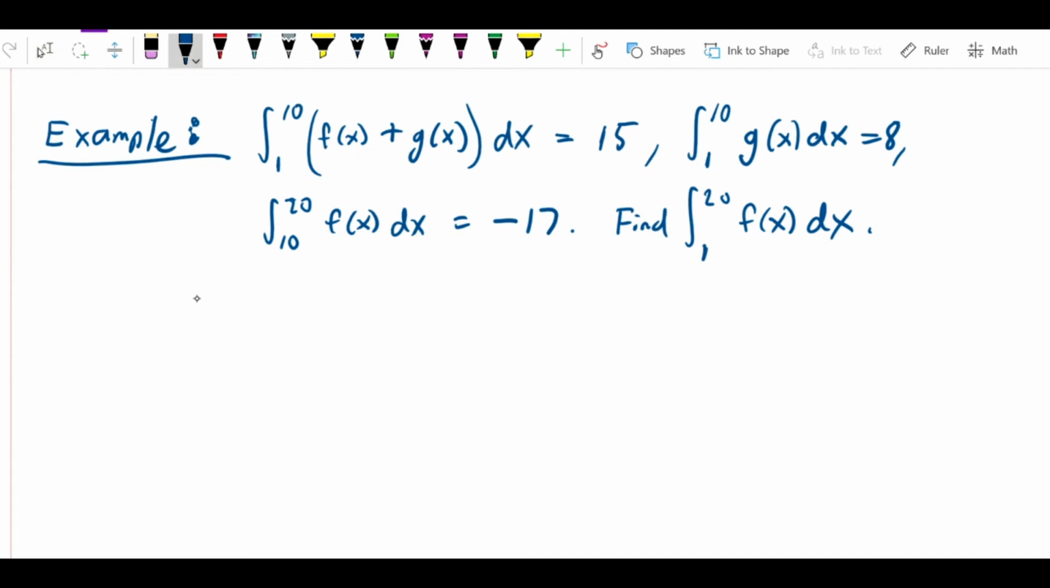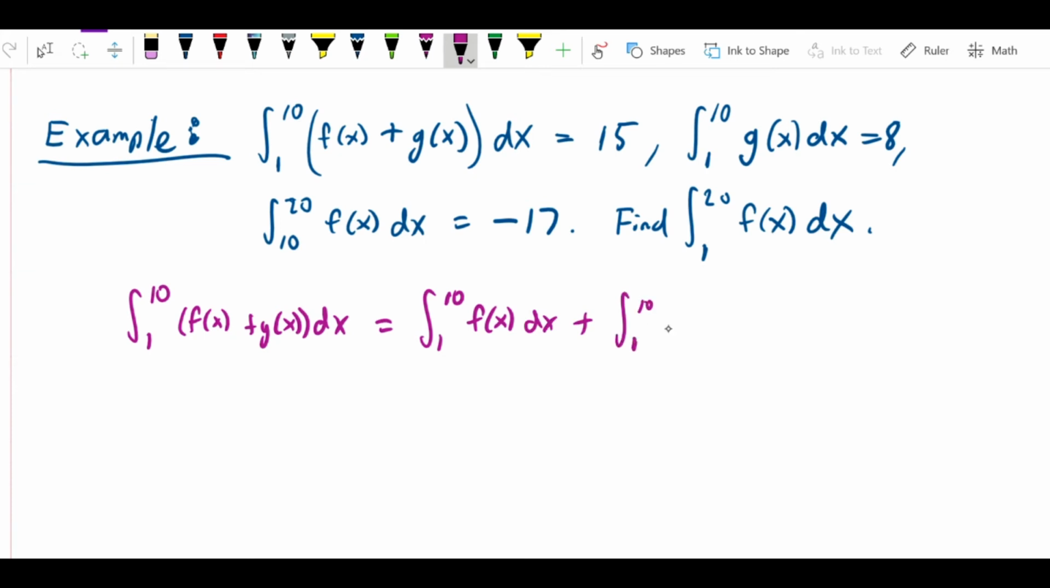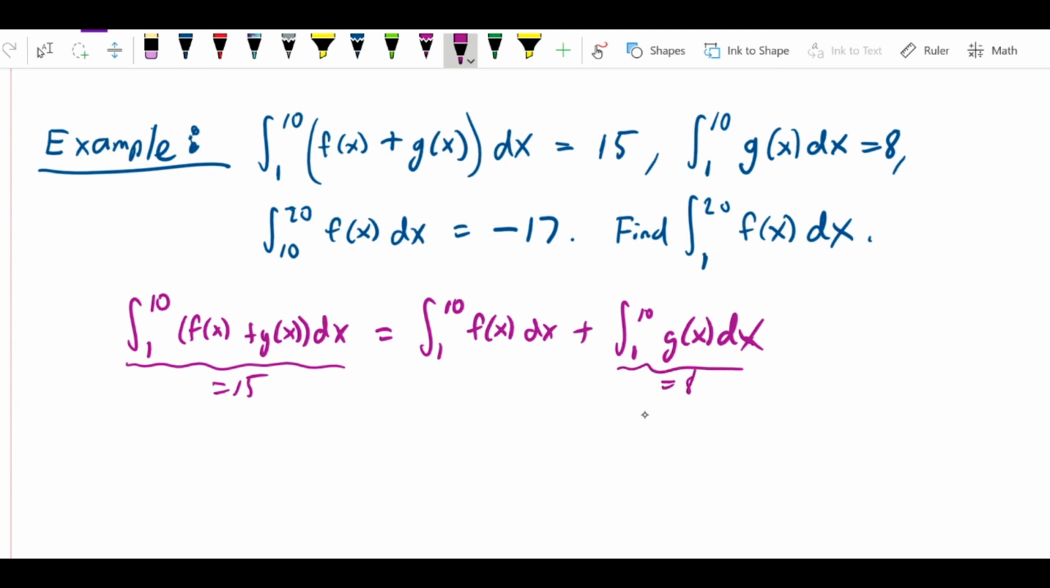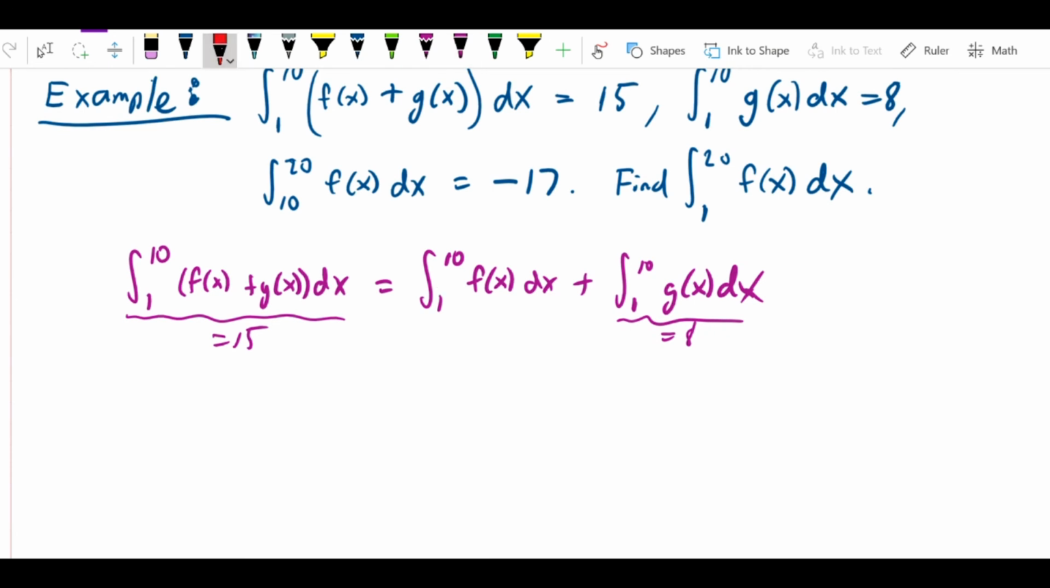So what we know is that the integral from 1 to 10 of f of x plus g of x dx is equal to the integral from 1 to 10 of f of x plus the integral from 1 to 10 of g of x. That's the sum/difference property. So let's see. We're given that this is equal to 15, and we're also given that this is equal to 8. So just by solving, I don't even have to rewrite this algebraically, I can say that 15 is equal to blank plus 8. That means that this must equal 7.